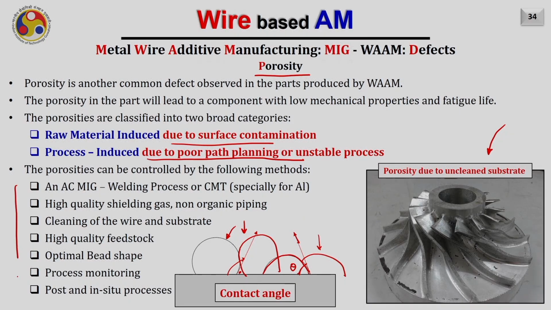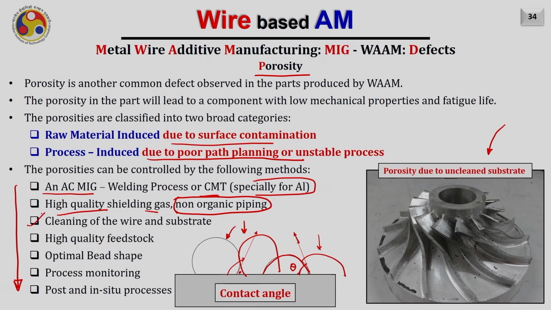So, there are a few ways of eliminating or controlling the porosities in WAAM. First, an AC MIG welding process or cold metal transfer, particularly for aluminium, should be used to eliminate the issues related to porosity. Use high quality shielding gas and use only non-organic piping for feeding the wire through. If the pipings are organic, definitely at high temperature these compounds will escape by creating some gas and leave the porosity behind.